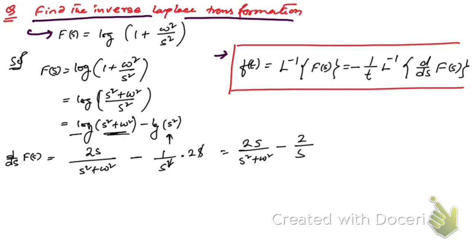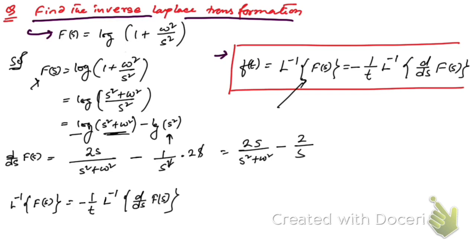So now if we need to find the inverse Laplace transformation of this f of s, that is f of t, right? Then we are going to apply this formula, which is equal to minus 1 by t inverse Laplace transformation of d/ds of f of s, right? So now we know the derivative of f of s, but we don't know the inverse Laplace transformation of this. So let's find the inverse Laplace transformation of this derivative, right?